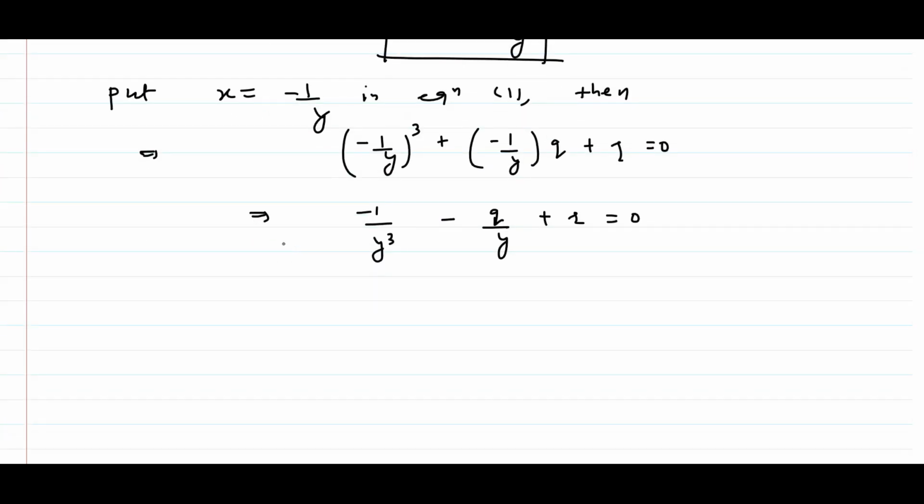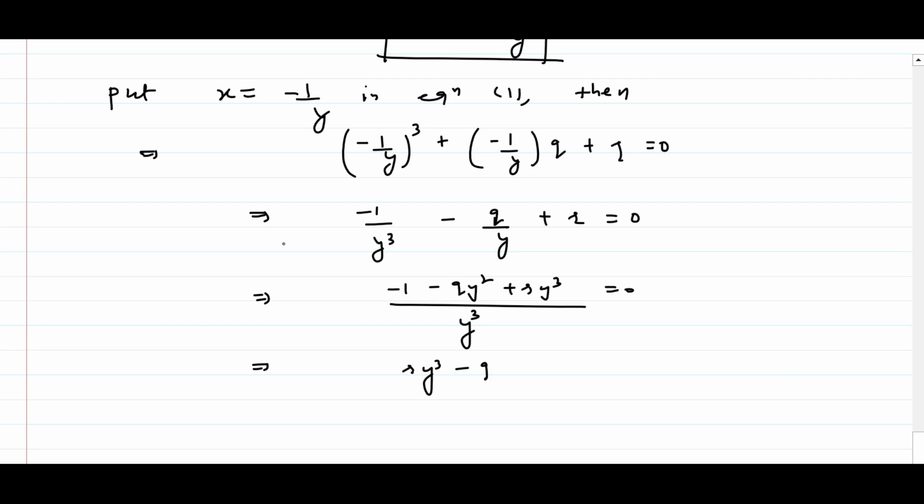So by taking the LCM on the left hand side, the LCM will be y to the power 3, the higher order of y will be the LCM. So that is negative 1 negative q times y square plus r times y to the power 3 is equal to 0. Here it will be r times y to the power 3 negative q times y square negative 1 is equal to 0.